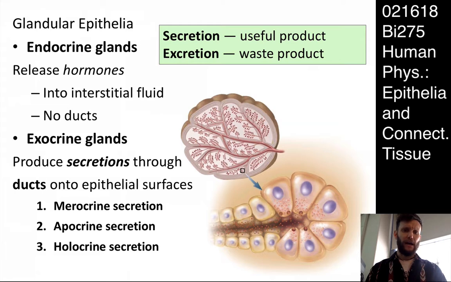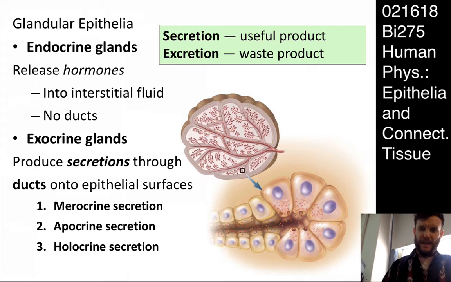So that's endocrine glands. On the other hand, and I'm not going to talk about them much until we get to the endocrine chapter, exocrine glands are going to produce secretions of some sort into ducts that are present on the epithelial surface. This happens through a number of different methods: merocrine, apocrine, and holocrine secretion. We'll go through each of those in a little bit of detail in the next slide.